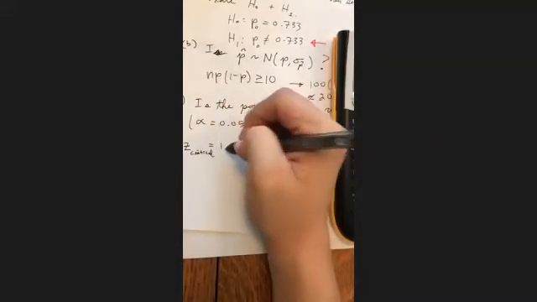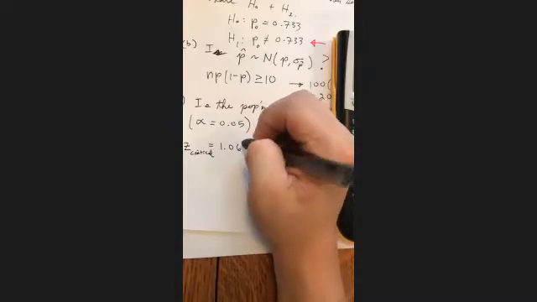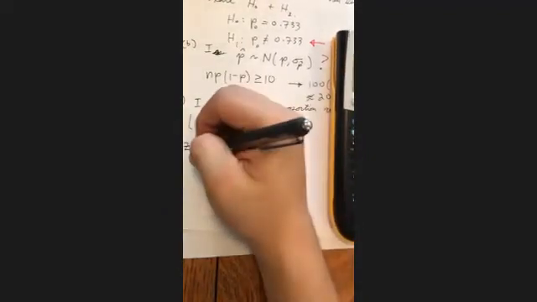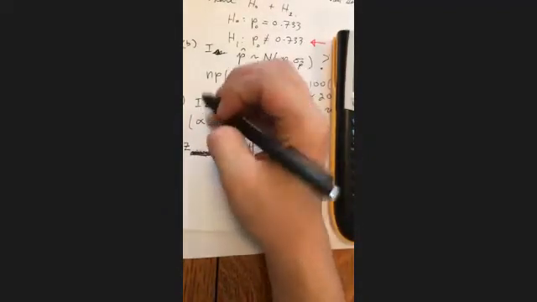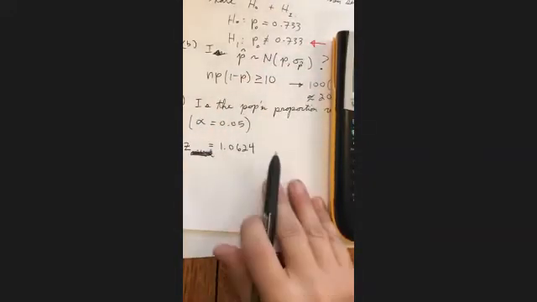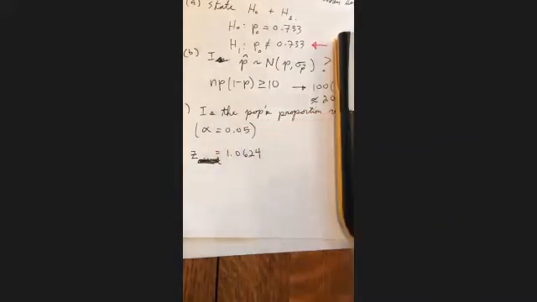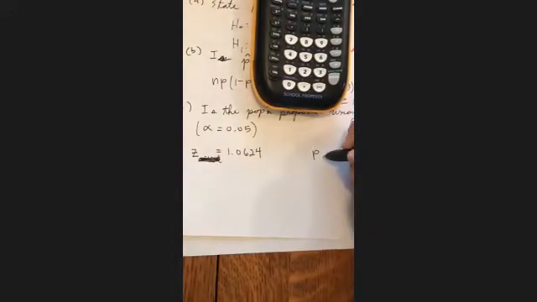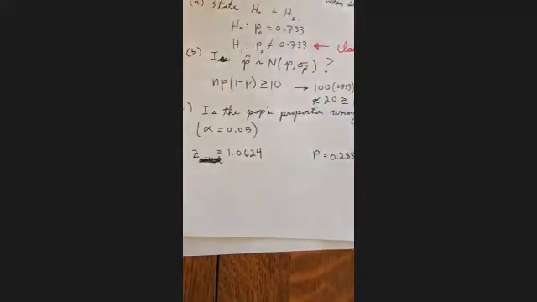Sorry, that is not the critical value. This is the test statistic, so I'll just put the z: 1.0624. And then we also got a p value of 0.28805.